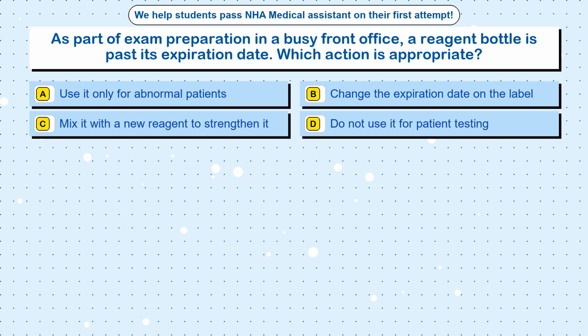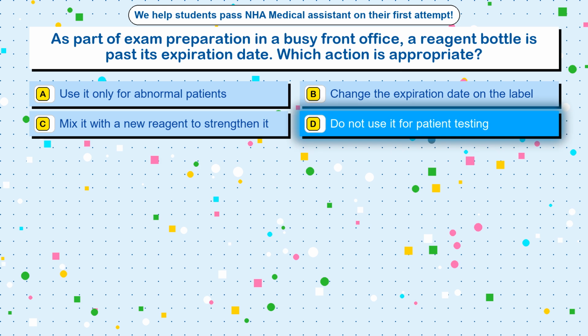Option C, mix it with a new reagent to strengthen it. Option D, do not use it for patient testing. The correct answer is option D. Do not use it for patient testing.